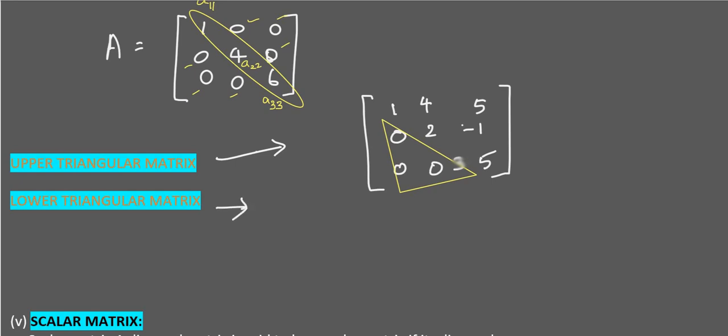Lower triangular matrix, the elements below the main diagonal are non-zero. -1, 2 and 3 for example. Now here we see that the elements below the main diagonal are non-zero, then we say it is a lower triangular matrix.